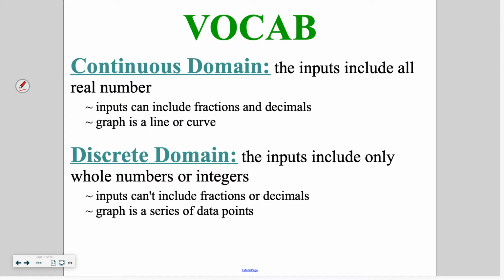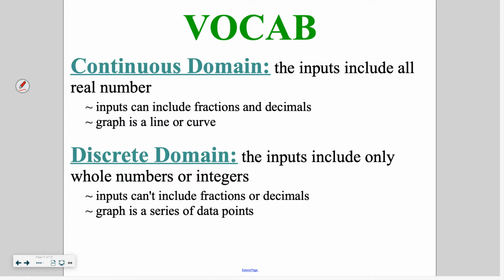Couple more terms that we have specific to the domain. So the domain is continuous if the inputs can include all real numbers. That means whole numbers, negatives, decimals, fractions, repeating decimals, irrational numbers. So any possible number that you can think of can be part of a continuous domain. When you graph something that's continuous, it's going to form a straight line or a continuous curve. Everything is going to be connected.